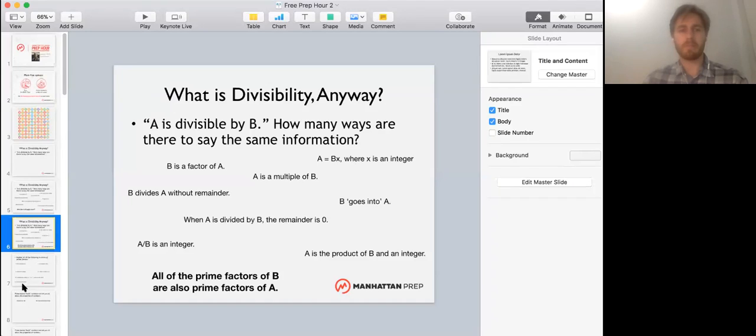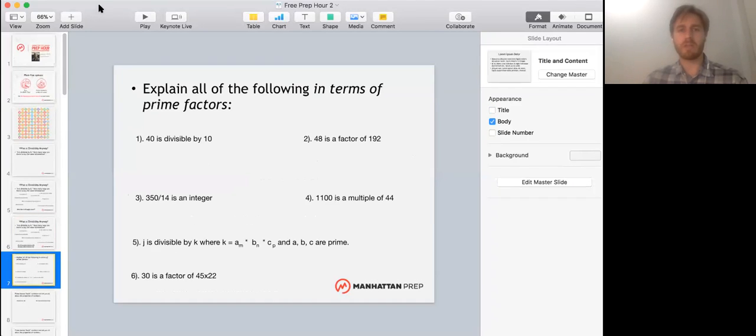So let's go back to divisibility. I want you guys to do the same thing with these problems here. I want you to show how these things are true based on the prime factors of the numbers, and how all the prime factors in the denominator are also going to be in the numerator. I'm going to go off camera for just a moment, give you guys a minute or two to work.